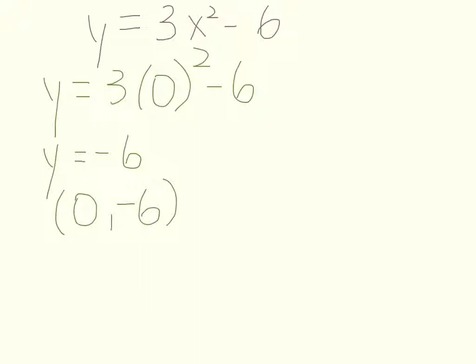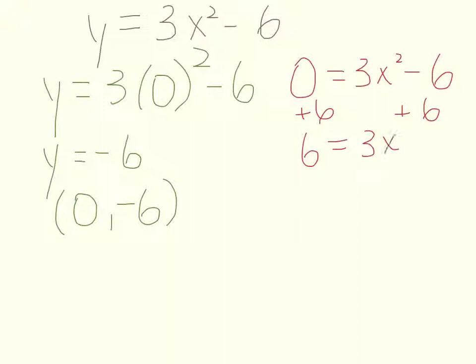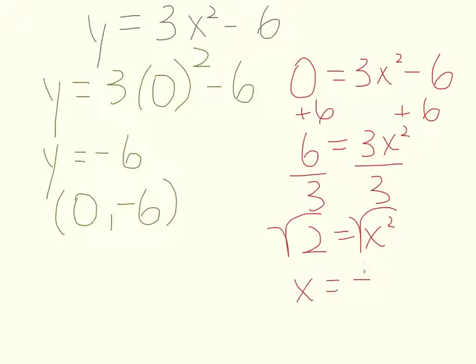Now, if we were to find the x-intercept, that means that y would have to equal 0. So, 0 equals 3x squared minus 6. Now, this is a little trickier. So, first step, add 6 to each side. 6 equals 3x squared. Divide both by 3. 2 equals x squared. So then, square root both sides. x equals plus or minus the square root of 2.